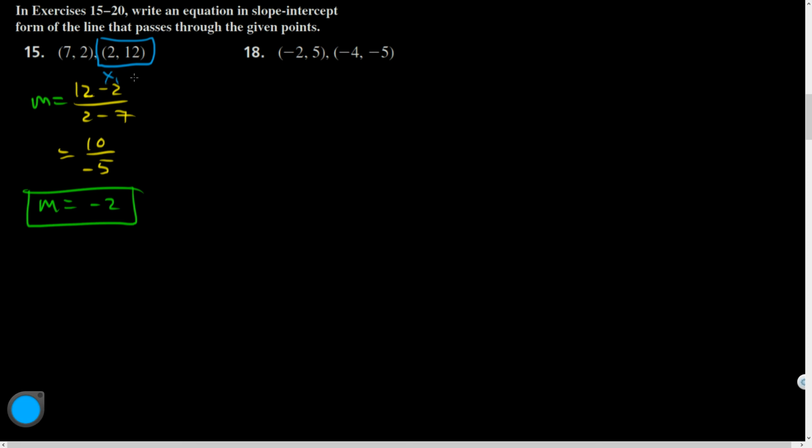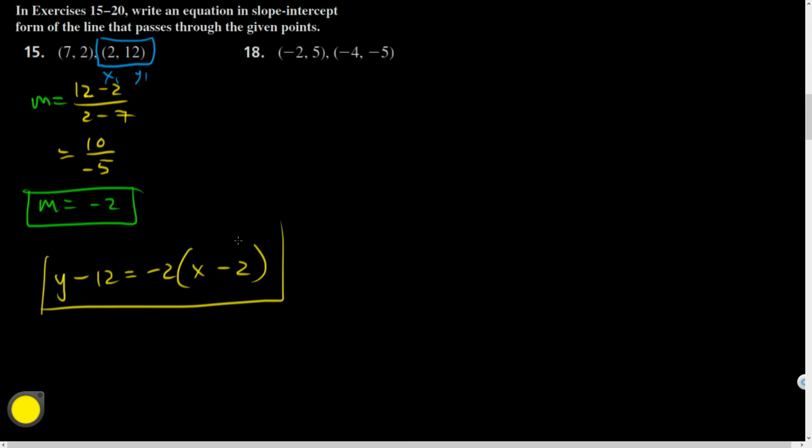So we'll call this x1, y1 this time. Doesn't really matter. And I'm plugging it in. So y minus y1 equals m, that's -2, parentheses, x minus x1, so x minus 2. So here is point slope form.